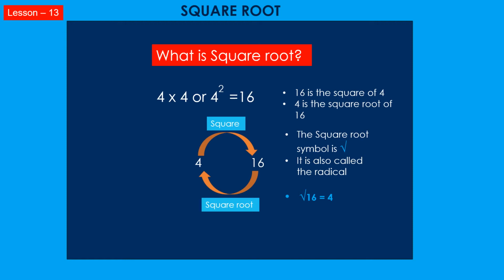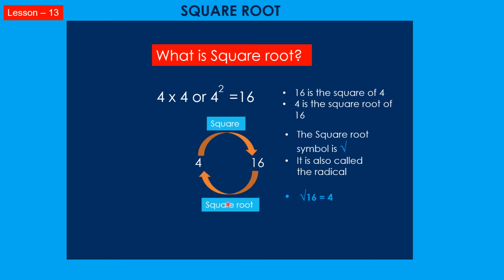First, I will start with the term square. The square of a number means a number multiplied by itself. For example, 4 squared means 4 multiplied by 4, and you get the answer 16. Another example, 5 squared is 5 multiplied by 5, that is 25.